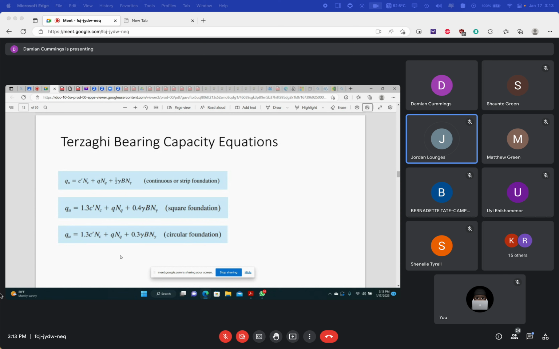Big Q, which we'll go to later on, will have to do with the imposed loads.